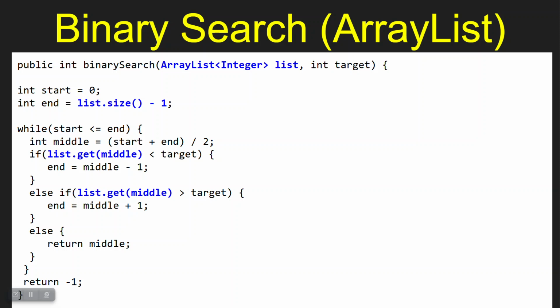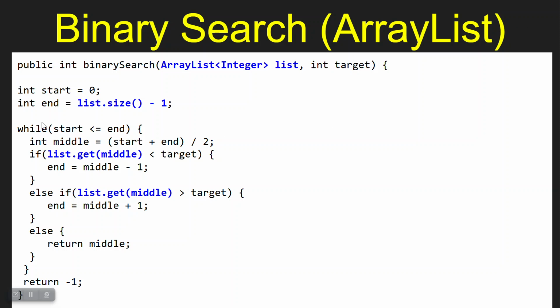If we adjust it for array lists, it's going to look like this. Public int binarySearch with an ArrayList of integers called list, and again, a target that we're trying to find. We'll go ahead and set our initial start and end points to be 0 and list.size() - 1. So this gives us our starting index and our final index.